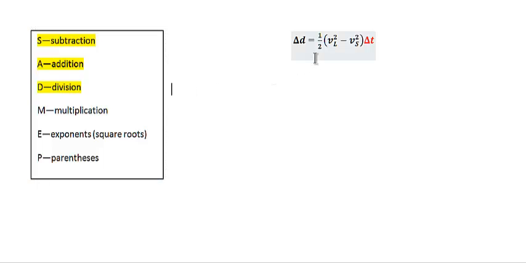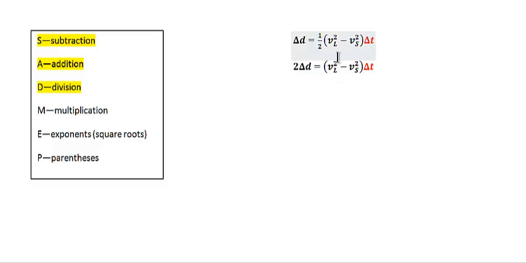Yes, there is something being divided. Delta t is being divided by this 1/2, well, divided by 2 rather. And so to get rid of it, you must do the opposite. It's being divided by 2, so I must multiply it by 2. So that would take this form.